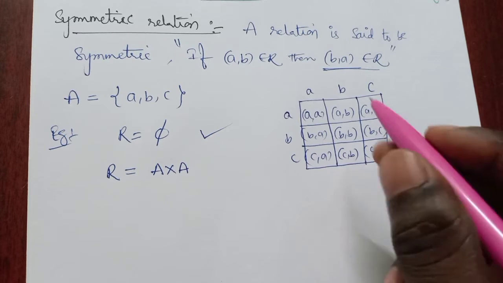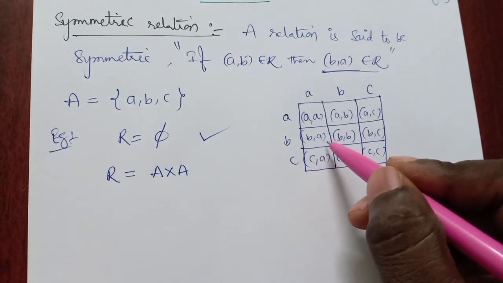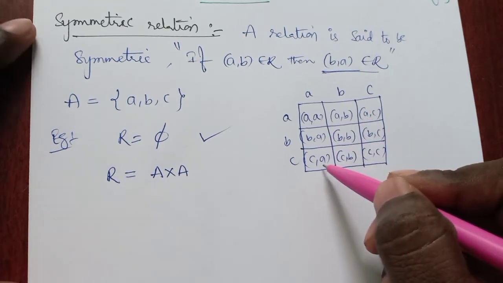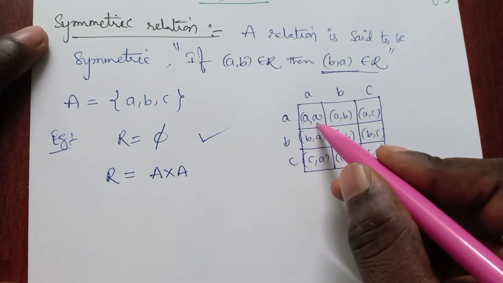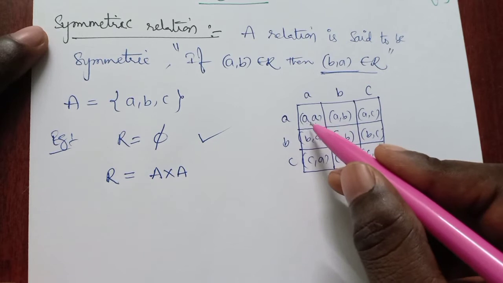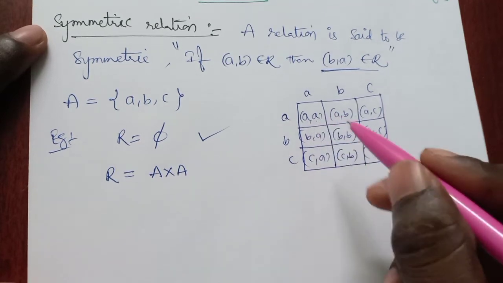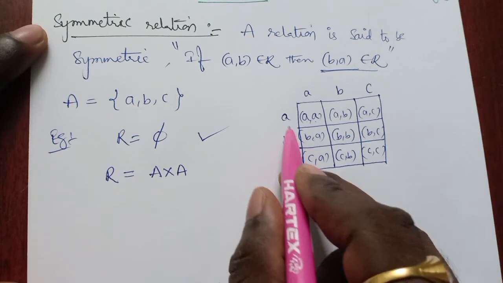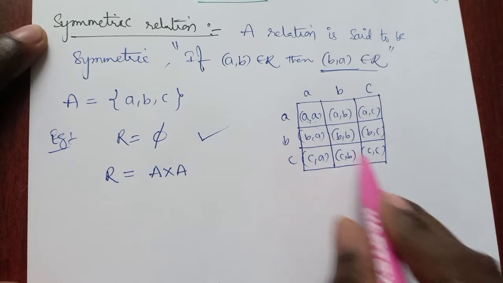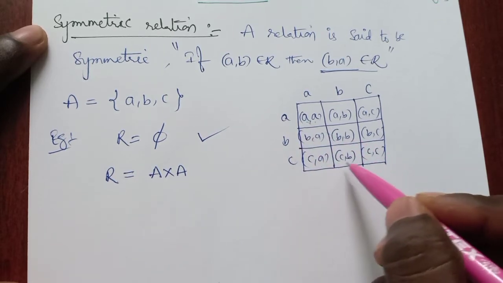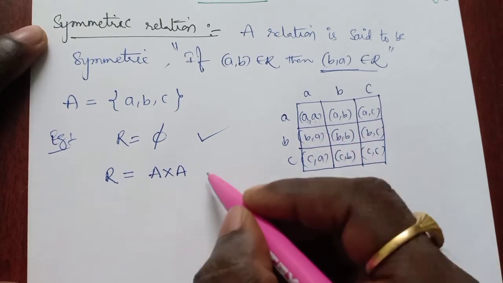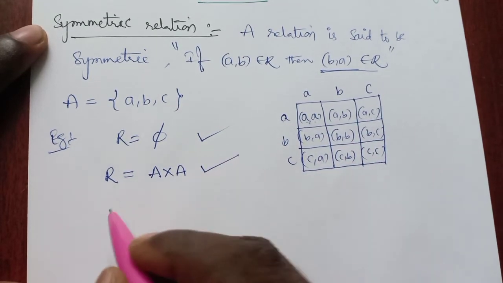Now if (b, a) is there, (a, b) is also present in this relation. If (c, a) is there, (a, c) is also present in the relation. And coming to the diagonal elements, (a, a), if you interchange (a, a), what do we get? (a, a). So (a, a) is present in the relation, (b, b), (c, c). So no problem with the diagonals. Why? Because if you interchange all these diagonal elements, it obeys the symmetric rule. And if you interchange (c, b), then we get (b, c) present in this A cross A. That's why it is also a symmetric relation.